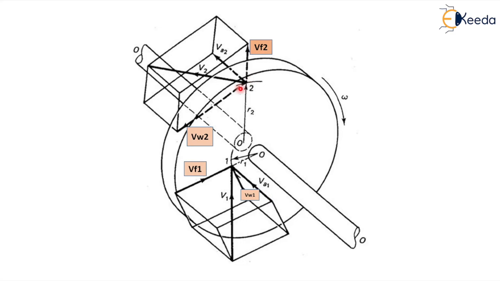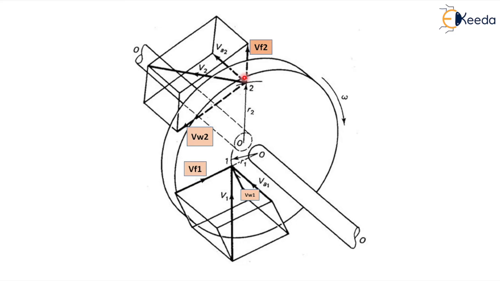Similarly, at the outlet, VA2 is parallel to the axis of the shaft, VF2 is perpendicular to the shaft and is the flow component, and VW2 is the tangential component at the outlet. So this is the general diagram for any rotodynamic machine. If I assume this is a rotor, then all these are the components of velocity at the inlet and outlet.